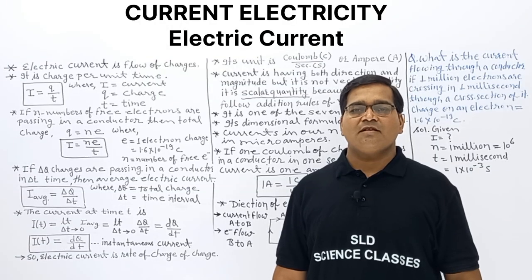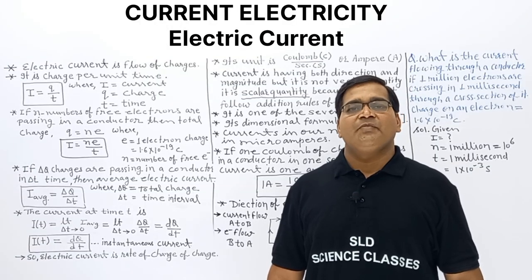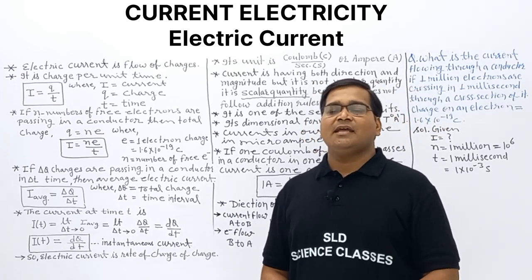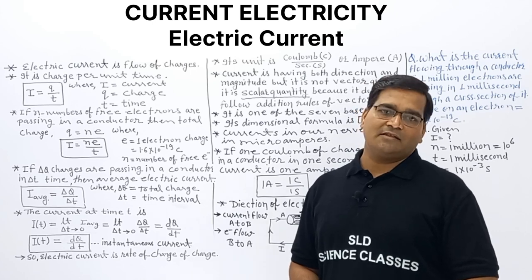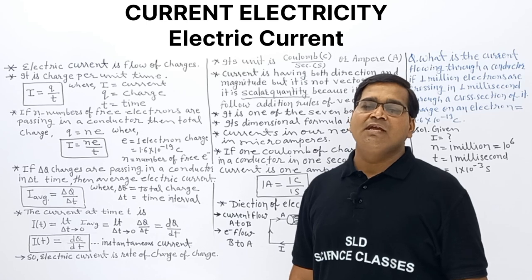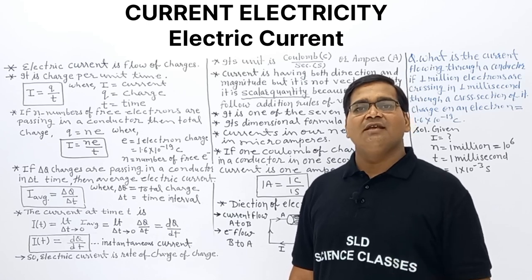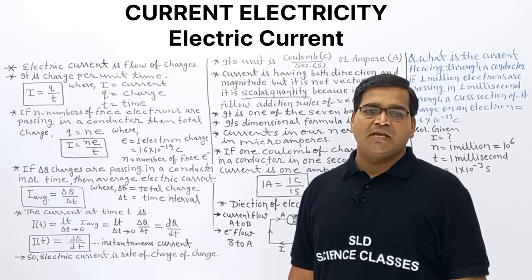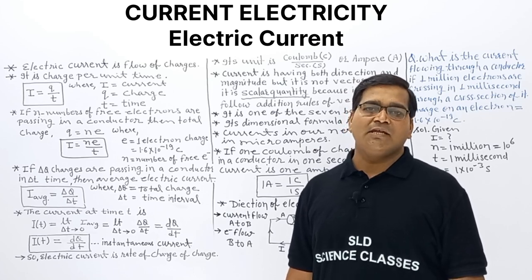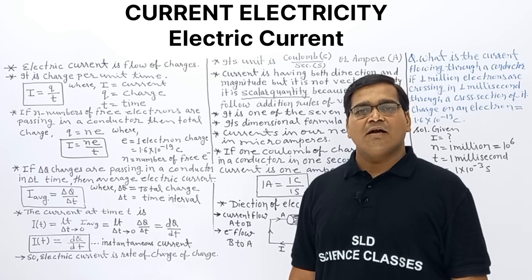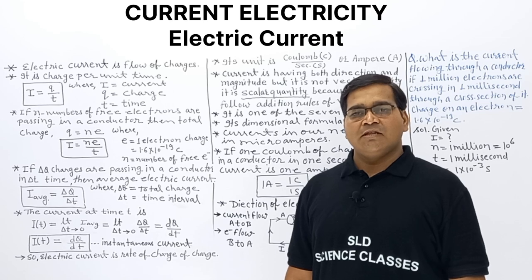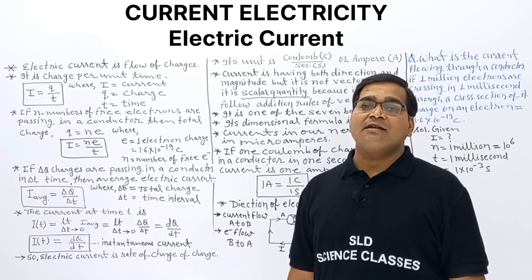Today we will discuss electric current. In our syllabus we have the chapter Current Electricity, in which we have one topic, electric current. We already studied Ohm's law, and in Ohm's law we obtained three physical quantities: voltage, current and resistance. So in this class we will discuss electric current.